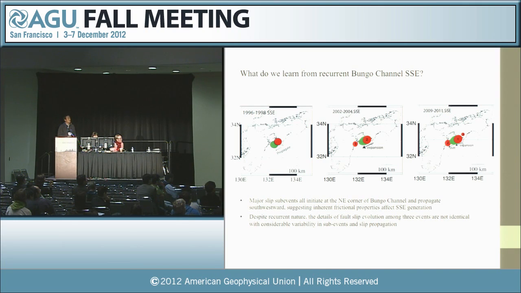So given that all the events initiate at the same location on the plate interface, we think it's controlled by some inherent frictional properties on the plate interface. But the details in terms of slip evolution, and also their differences, imply that they are also subject to secondary factors like local stress perturbation or pore fluid pressure variations.